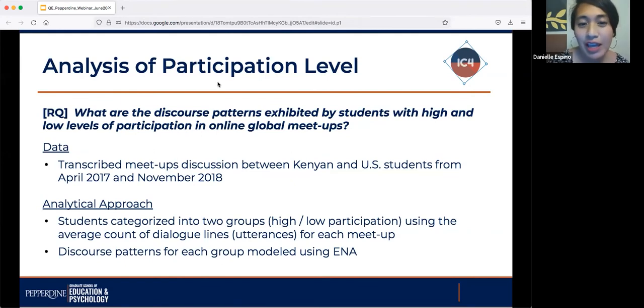Is there a difference? We wanted to explore that idea, and we looked at two meetups, one from April 2017 and one from November 2018. I should note that this is a paper we wrote a few years ago, but it's a great one. What we did was we categorized the students into two types based on the number of times they spoke, the number of lines they had. We took an average, and if they were below the average or above the average, then we grouped them into high or low designations. And from there, we created ENA models to examine their discourse patterns and to compare them.